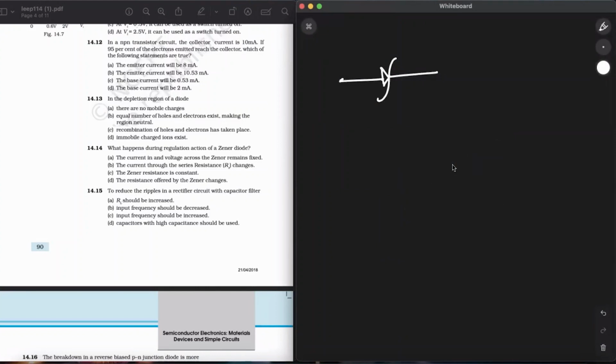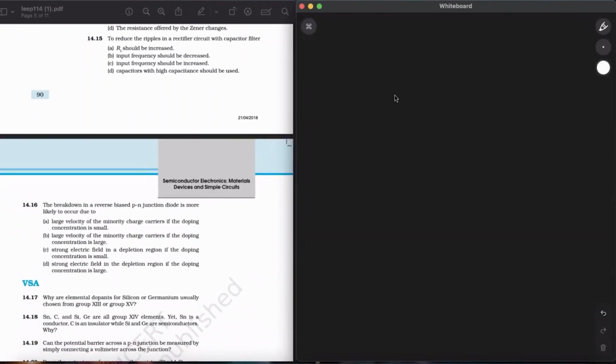Okay, now we have what? To reduce the ripples in the rectifier circuit with capacitor filter, RL should be increased, input frequency should be increased, capacitor with high capacitance should be used. Okay, so we'll see about this. The ripple factor may be defined as the ratio of the RMS value of the ripple voltage to the absolute value of the DC component of the output voltage. However, this ripple voltage is commonly expressed as the peak to peak value.